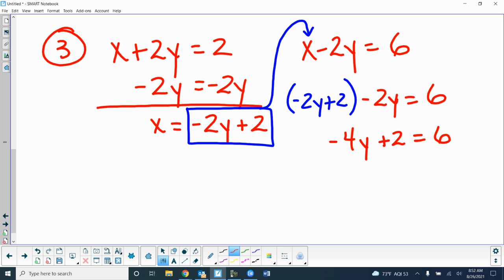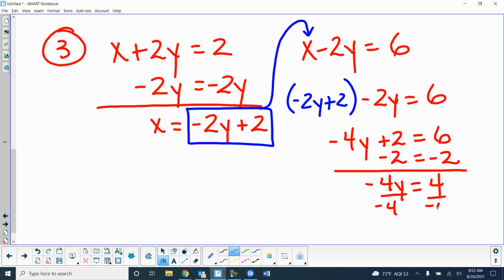Now I'm going to move everything to the other side to get y by itself. Move the 2 first, and then I'm going to move the -4. To move the 2 over, I'm going to subtract 2. And to move the -4 over, since it's negative 4 times y, I'm going to divide now. So I get y equals negative 1.